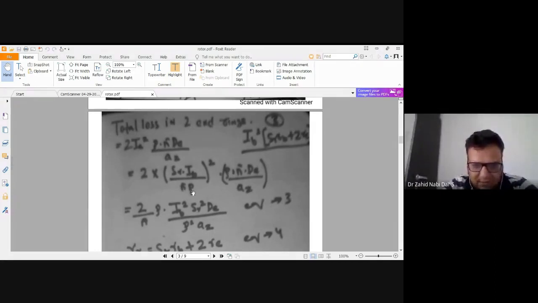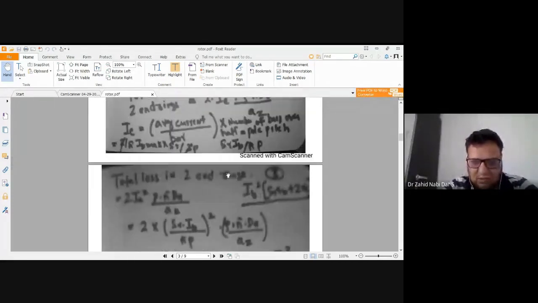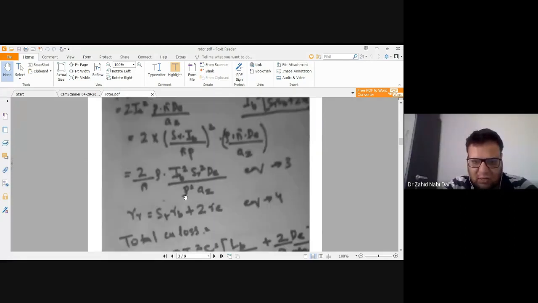This is not rho, by mistake it was written so; this is pi P, because SR is the number of bars over half a pole pitch. So SR IB divided by pi by P. This is that pi by P, so this P square will be here, and you will get this equation. Equation 3. Now you got this equation.